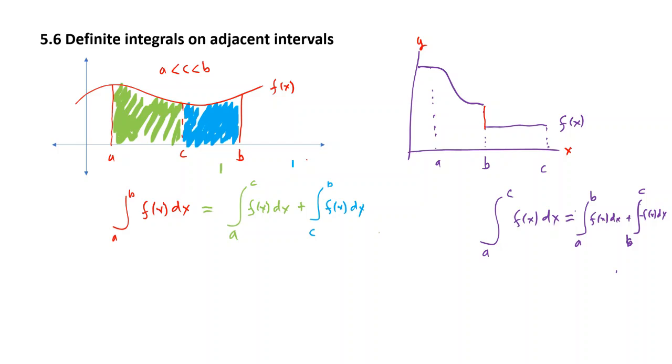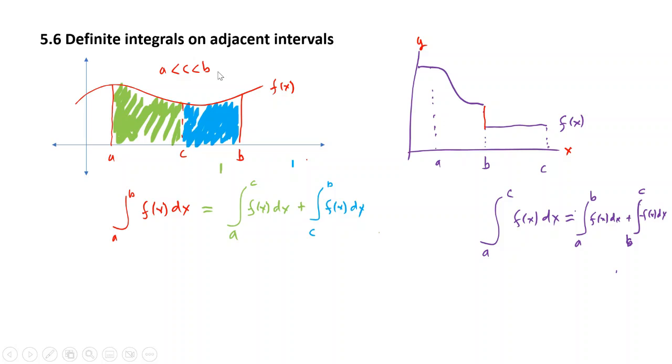In this video, we will discuss the case of definite integrals on adjacent intervals. Normally, we always express the integral as the area under the curve from A to B. So in this case, it's the total area of these two. Let's say we have C somewhere in between A and B.